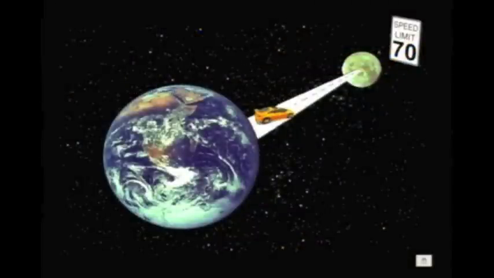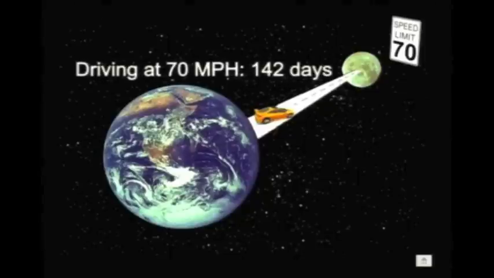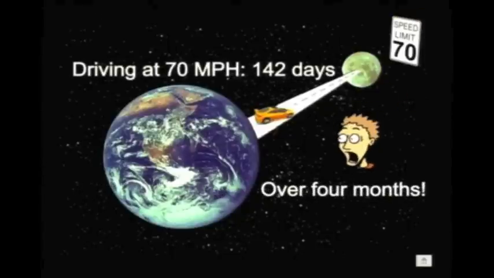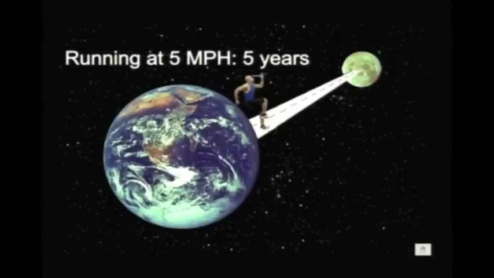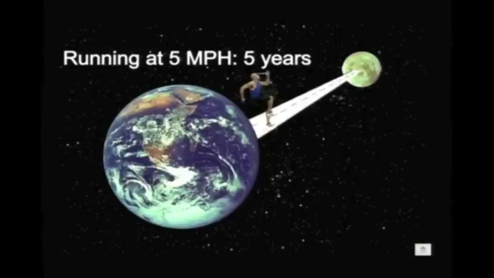All right, you've had some time to think about how long it might take. If you were traveling at 70 miles per hour, it would take you 142 days, over 4 months to get to the moon. Now, be glad I didn't ask you to walk or run, because if you were running, and let's say you were running fast, 5 miles an hour, it would take you over 5 years to get to the moon. So think about whatever grade you are in right now and add 5 to that, you'd be pretty old by the time you got there.